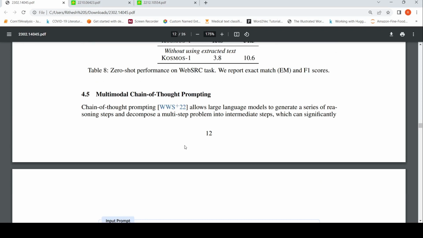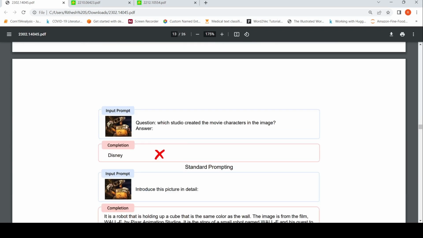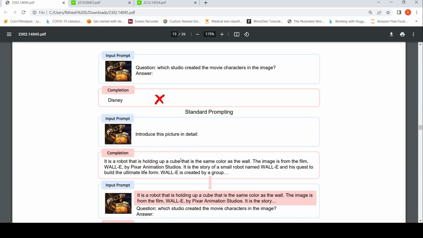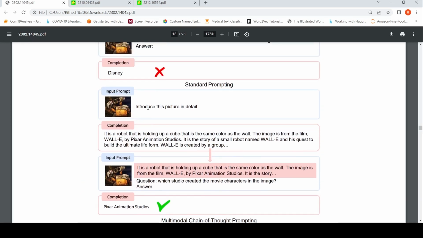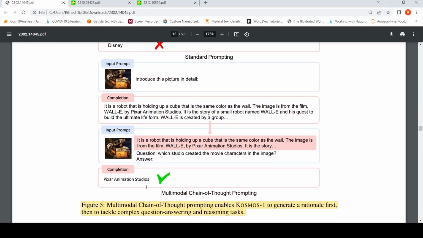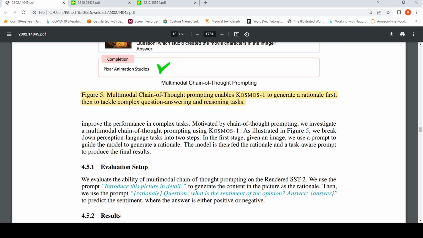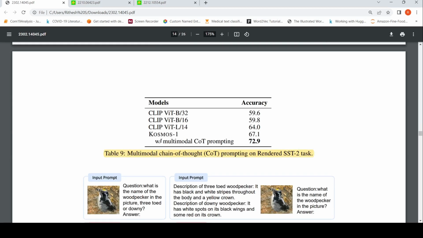I had covered that in a previous paper. The idea over here is that given an input image, if the model is able to generate a rationale and then it tries to answer, it gives better performance. So that is what they do over here in multimodal chain of thought prompting. So given an input, it tries to generate a rationale around the input, right? Then given these two as inputs to the model, it is able to give the answer properly. Okay. So here they have compared the results again with Clip and other models, and they say it gives better results.